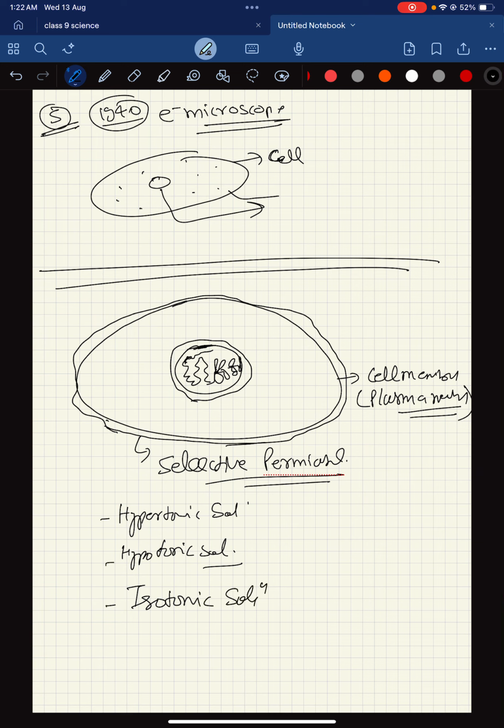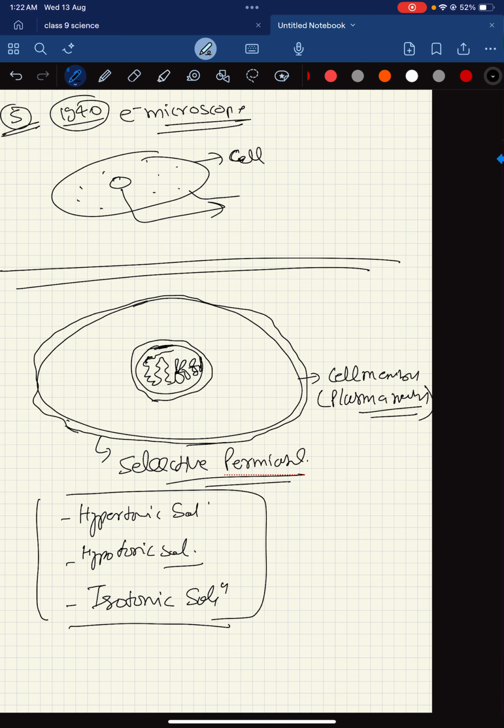In this case, the number of water molecules going out of the cell and in the cell are the same. That's why the cell shape does not change. These are the three types of solution. Another, we talk about what is prokaryotic cell and eukaryotic cell.